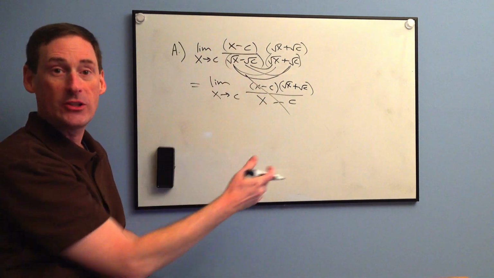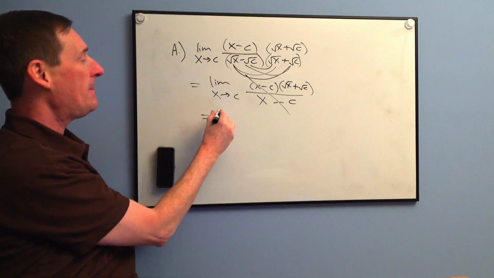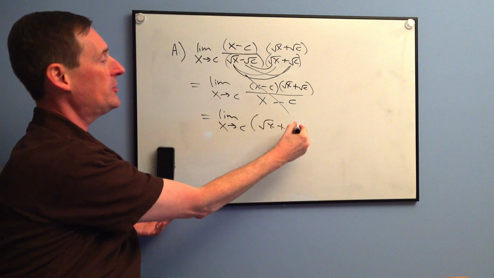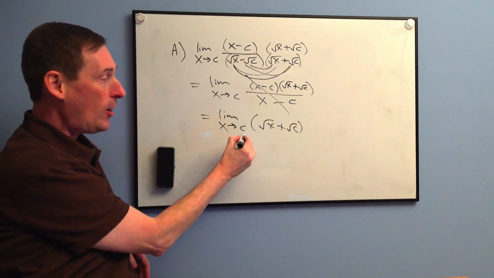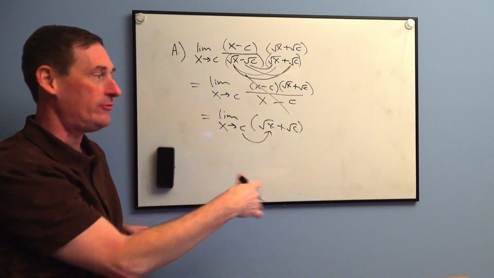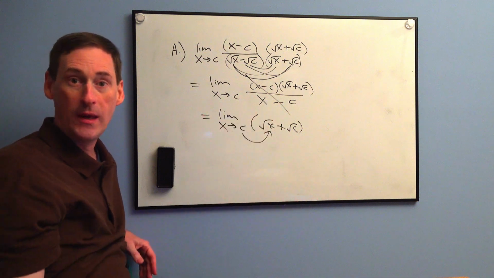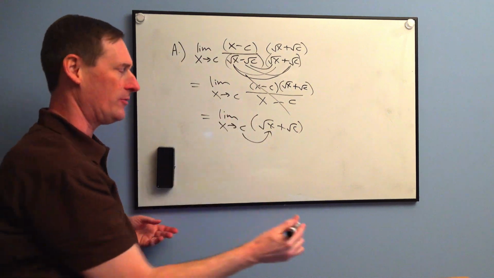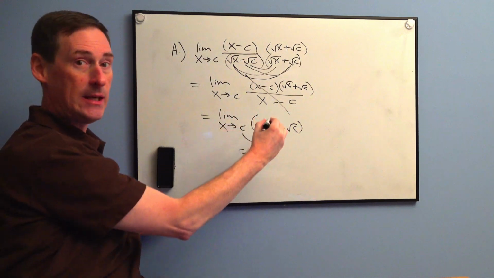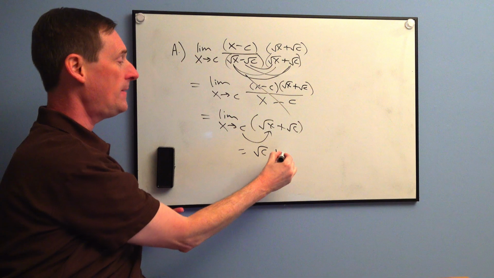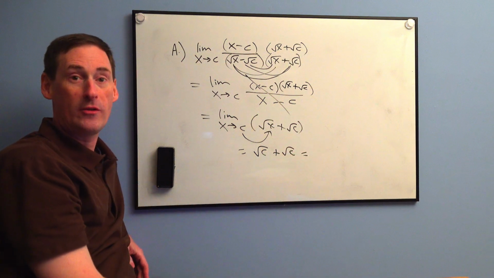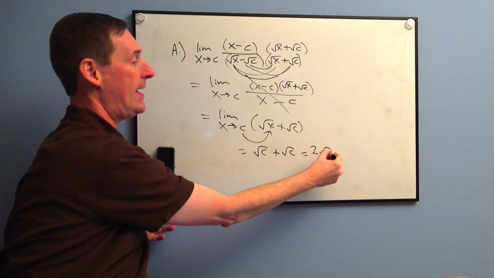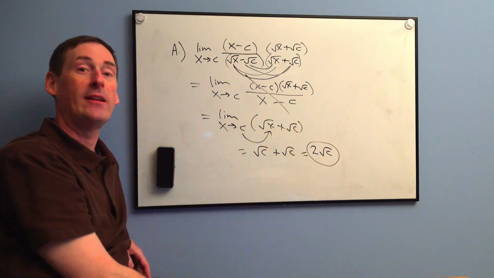Well, there's your cancellation. It can only be done by conjugates. Now take the limit as x approaches c of the square root of x plus the square root of c. All right, now plug in c for x. You've now escaped the indeterminate form. It can't be 0 over 0. It's not even a fraction anymore. Plug in c. You get the square root of c plus the square root of c, which is 2 square root of c. And that is your final answer for the limit.